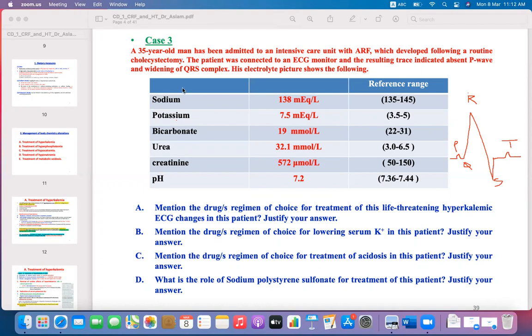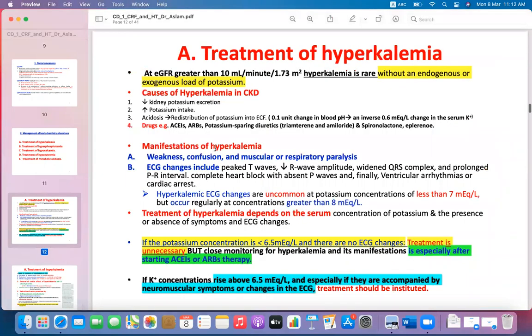What is the diagnosis? This P wave is absent, plus there is widening of the QRS complex. This QRS complex is wide. So let us see the management plan for hyperkalemia. Treatment of hyperkalemia.